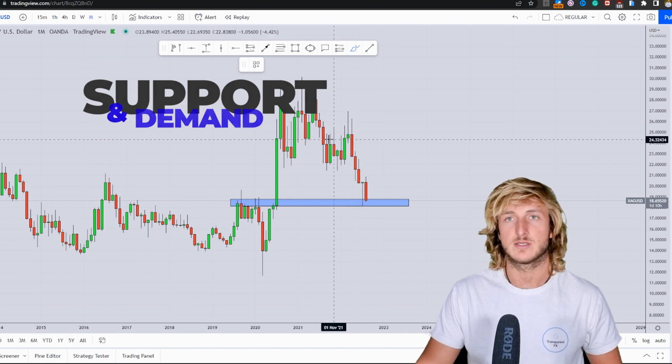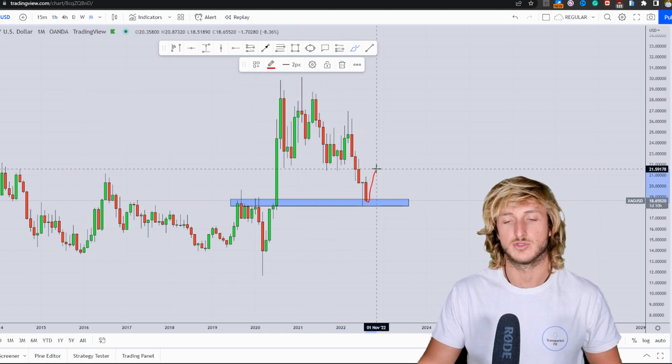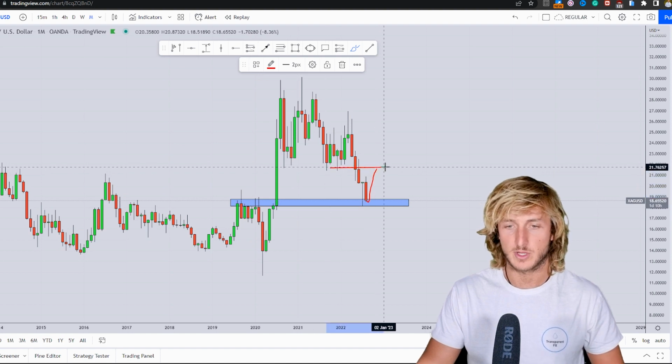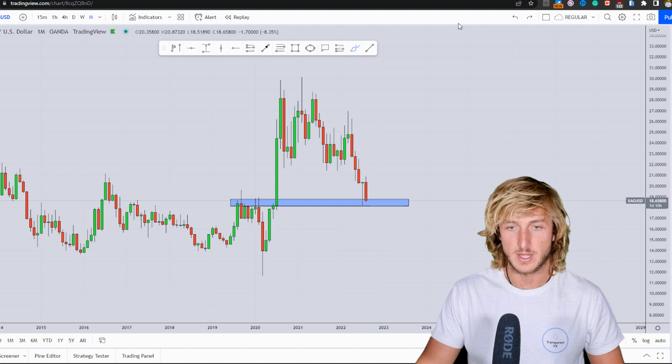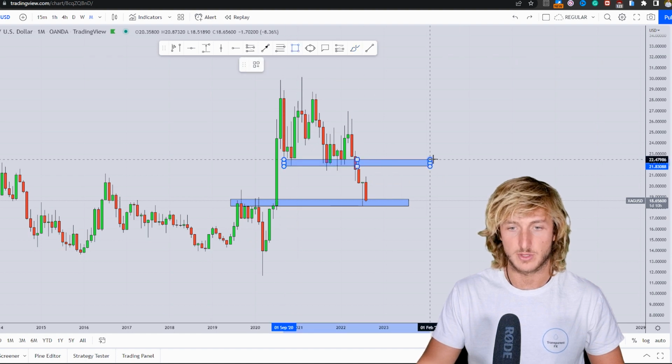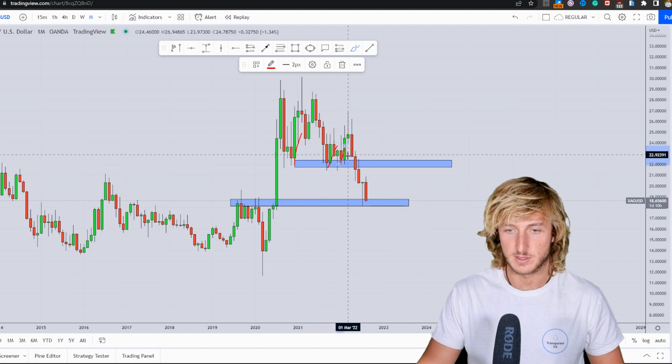Now, as we're testing previous resistance turned support, there is definitely the possibility for a potential rejection to the upside, for the market to go and test this previous support and resistance that we had created when the market printed all these rejections to the upside away from these lows.